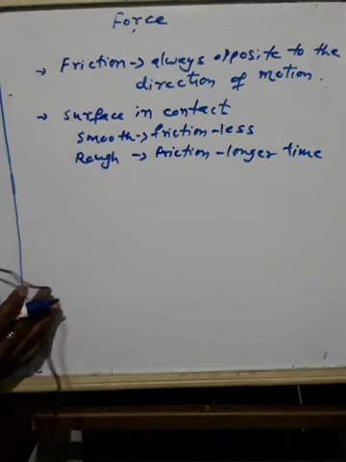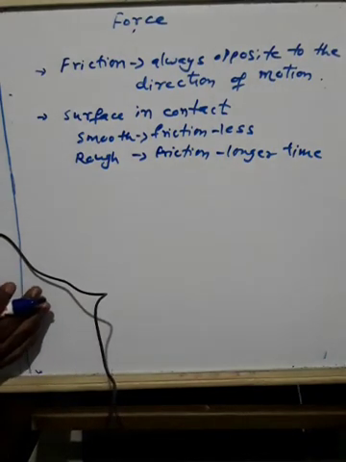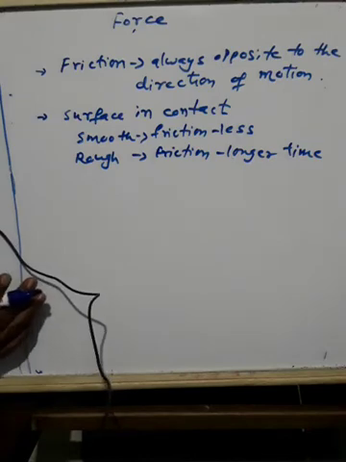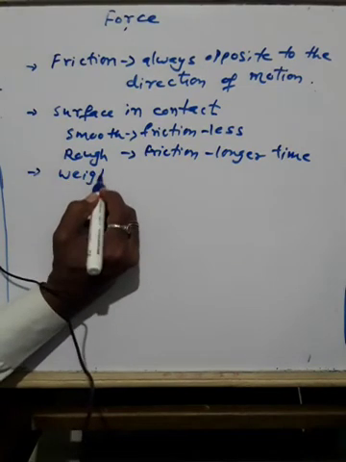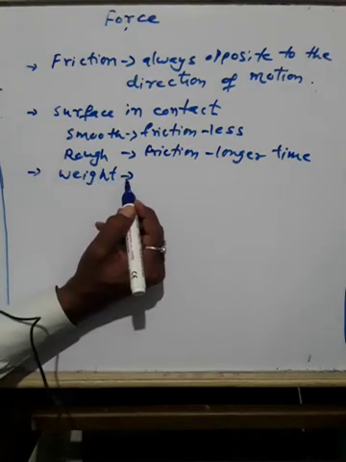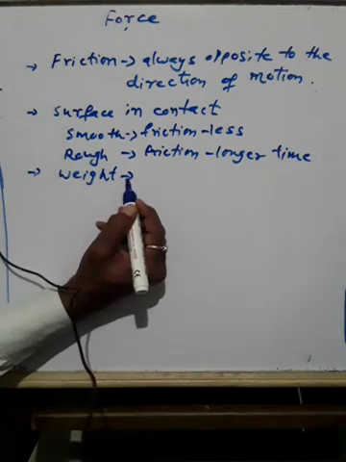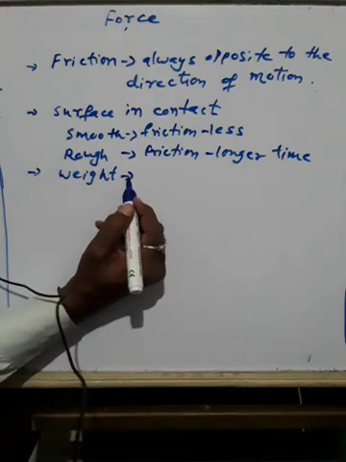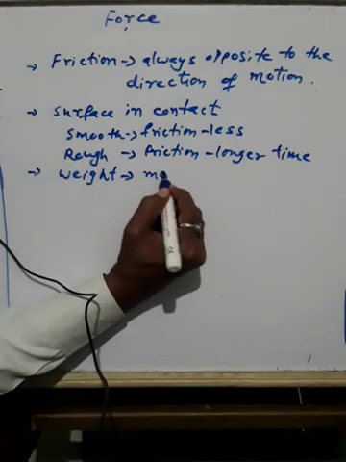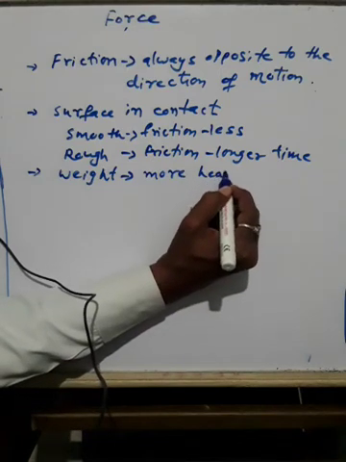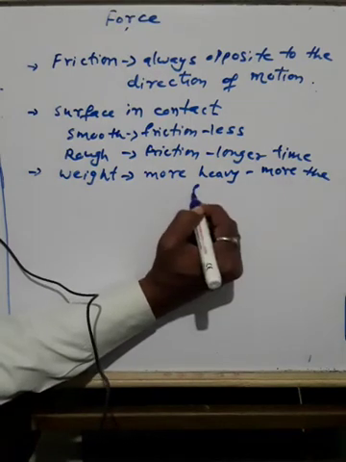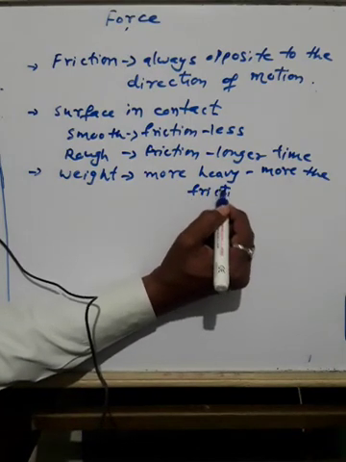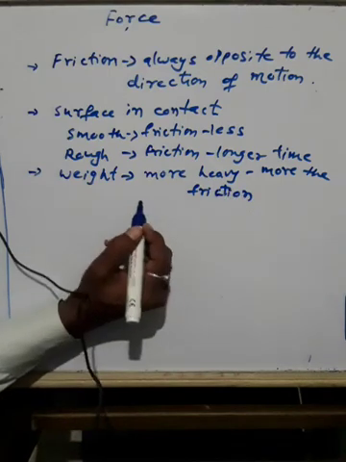Then one more. The friction force depends on how heavy the object is. If the object is heavy, friction will be more. That's why weight. If the object has more weight, then the friction will be more. The more the weight, the more the friction. If the object is more heavy, the friction is in large quantity.